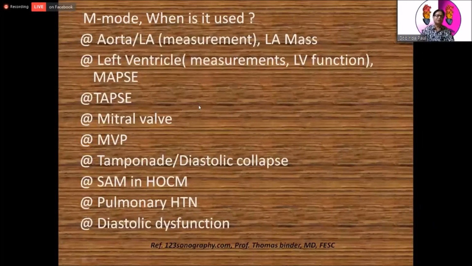When is M-mode echo used? For the measurement of LA, aorta, LA mass, and left ventricular measurements; LV function like MAPSE, TAPSE in case of RV global function; mitral valve assessment, especially mitral stenosis, mitral valve prolapse, tamponade, diastolic collapse, and systolic anterior motion in case of hypertrophic obstructive cardiomyopathy. We can also assess pulmonary hypertension with the M-mode cursor over the pulmonary valve, and diastolic dysfunction as well.